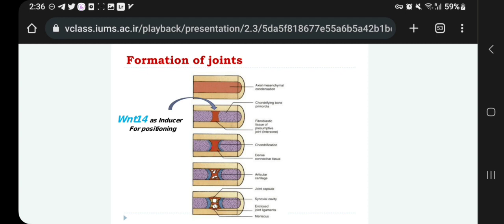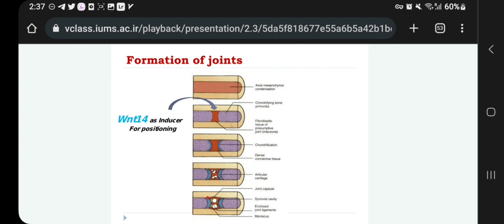Part of this interzone, as I told you, these cells are mesenchyme, and this mesenchyme can differentiate into chondrocytes and make articular cartilage, or make a ligament. For example, here are the meniscus, disc, and joint ligament. But the joint capsule is different. The origin of the joint capsule is different from the other parts.